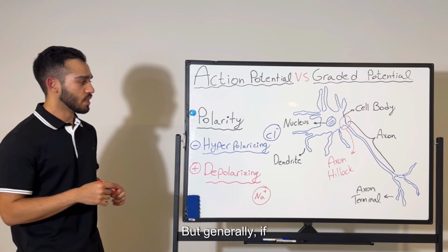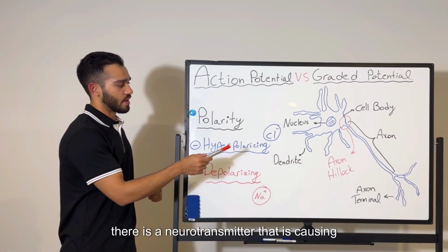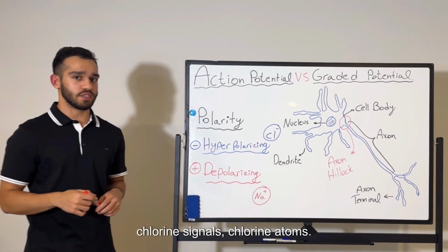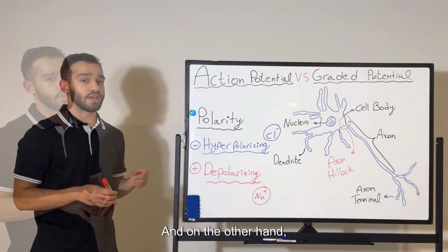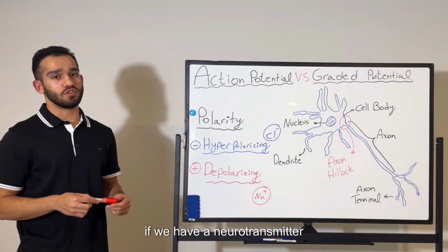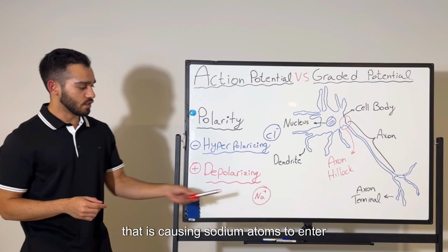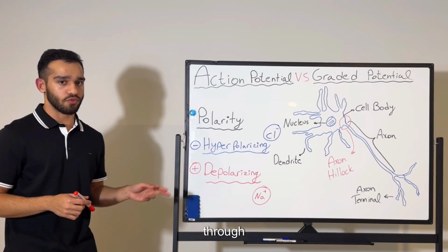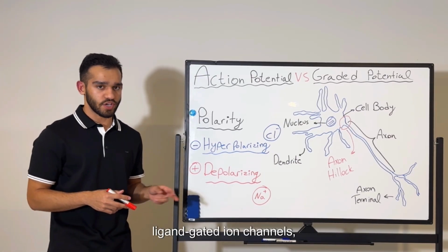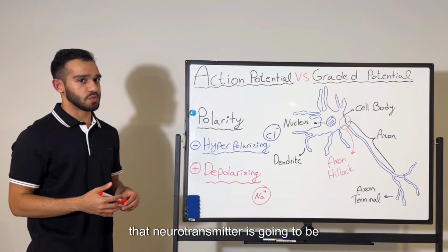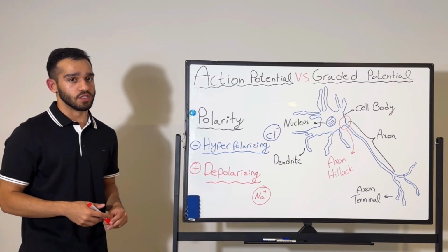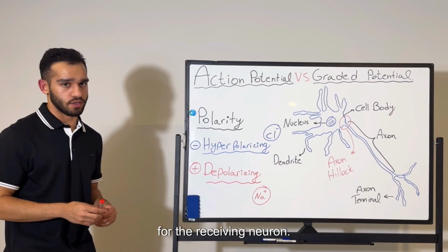But generally, if there is a neurotransmitter that is causing chlorine atoms to enter, that is hyperpolarizing. On the other hand, if we have a neurotransmitter that is causing sodium atoms to enter through ligand-gated ion channels, that neurotransmitter is going to be depolarizing for the receiving neuron.